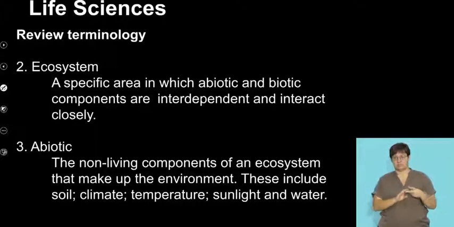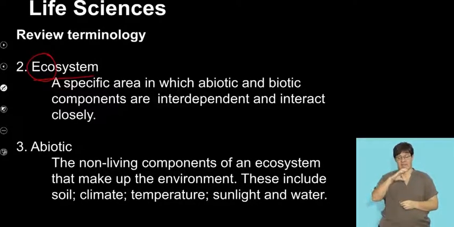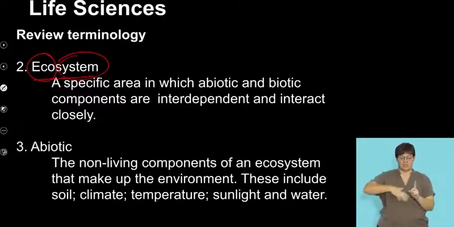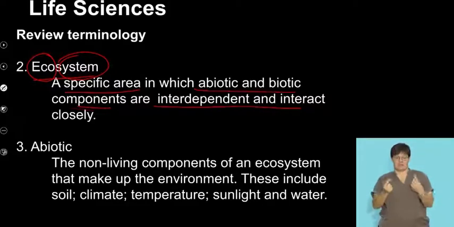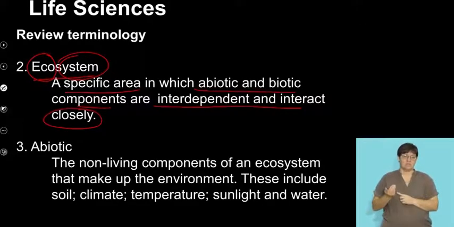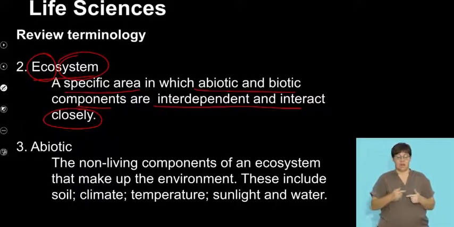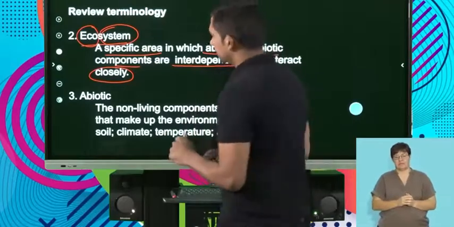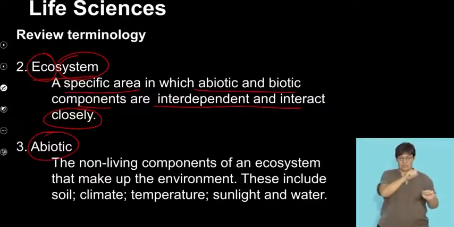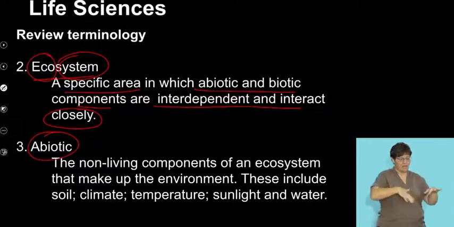The next concept is ecosystems, and eco refers to ecology, and systems would obviously be an association. So this refers to the specific area in which the abiotic and the biotic components are interdependent and interact with each other. So essentially it shows you the interaction between the non-living and the living components in their habitat or in their specific area. The concept of abiotic: biotic refers to living organisms, so the abiotic refers to the parts of an environment that are non-living.